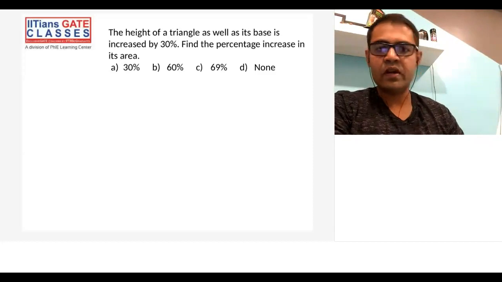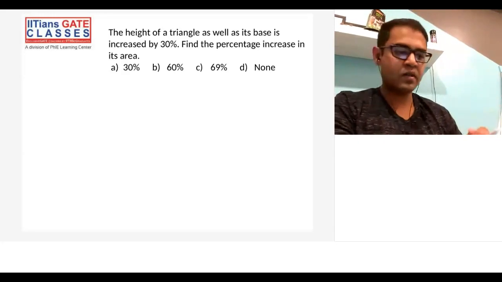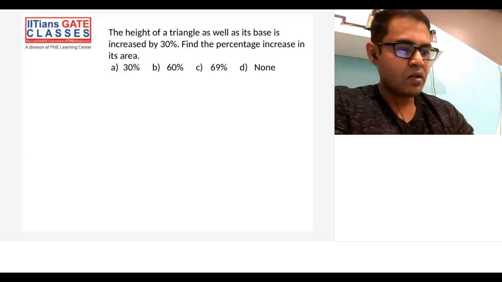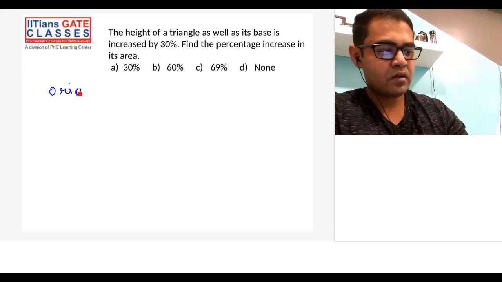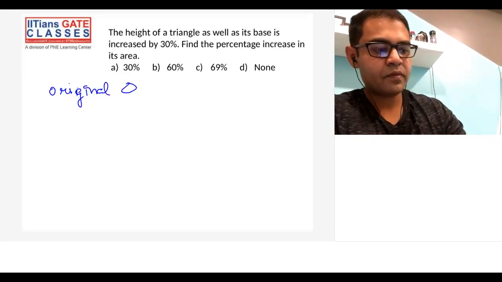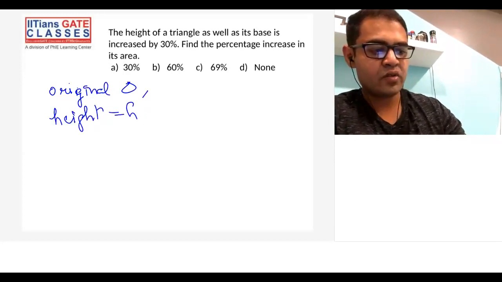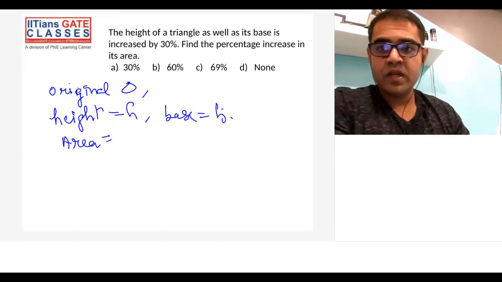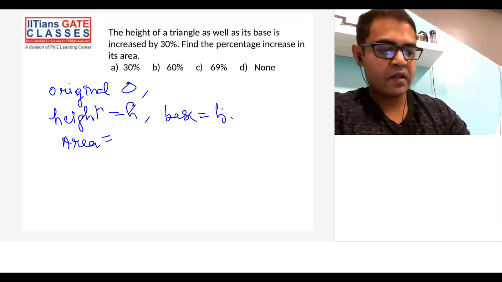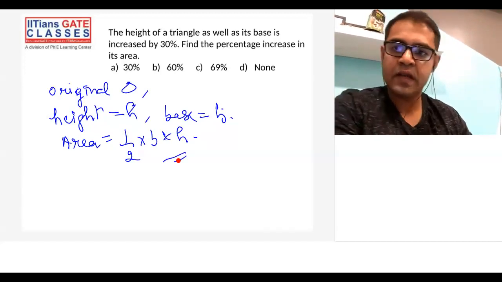I hope you guys tried the question and hopefully you got the right answer. Now let's see the basics. First, in the original triangle, let's say my height is h and base is b. Everyone knows that if I have the base and height of a triangle, the area is half into base into height. This is the formula for the area of a triangle. Area is this.